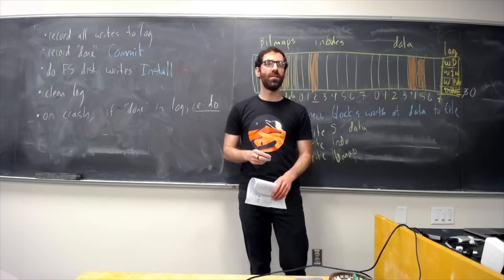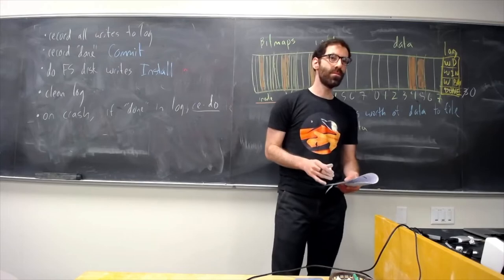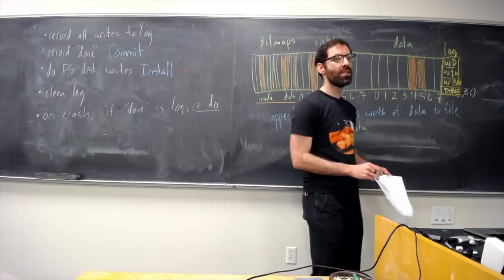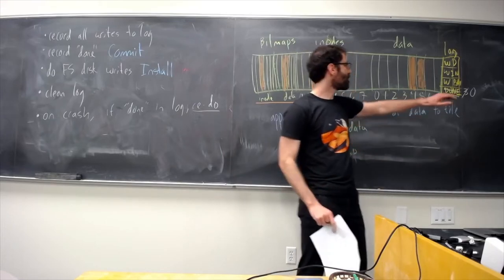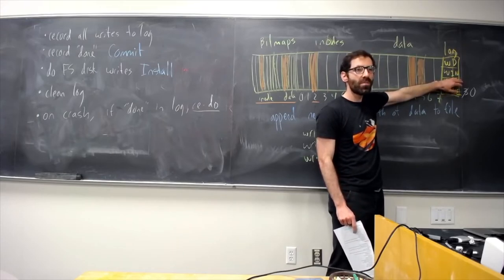What happens if on a crash you check the log and you only have write data and write inode? What does that signal at that point? That it didn't finish mapping that, and would you just ignore it then and lose that data? So that's a great question. So if we just see these 2 writes, no transaction done.